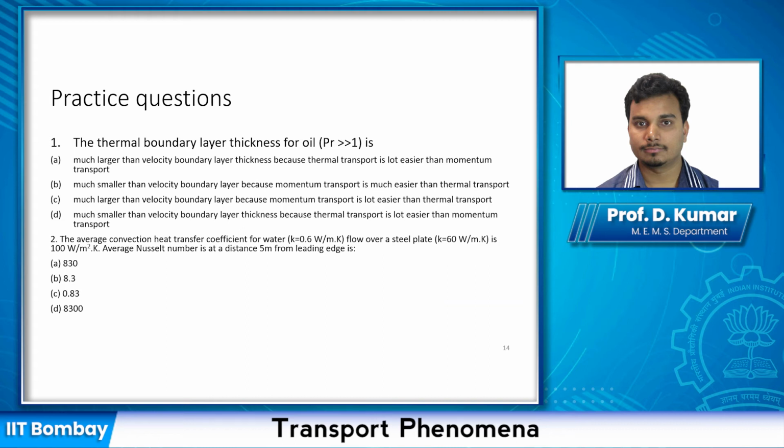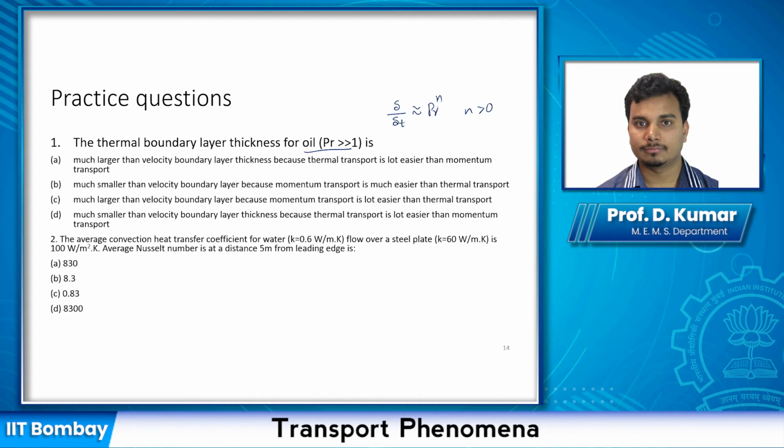So, thermal boundary condition: boundary layer thickness for oil is much larger. The oil Prandtl number is much greater than 1, and we have seen that delta by delta_T goes with Prandtl raised to n, where n is greater than 0. Based on this discussion, what can we say? The thermal boundary layer thickness should be much larger than the velocity boundary layer thickness, or smaller. That is the first part of the options.